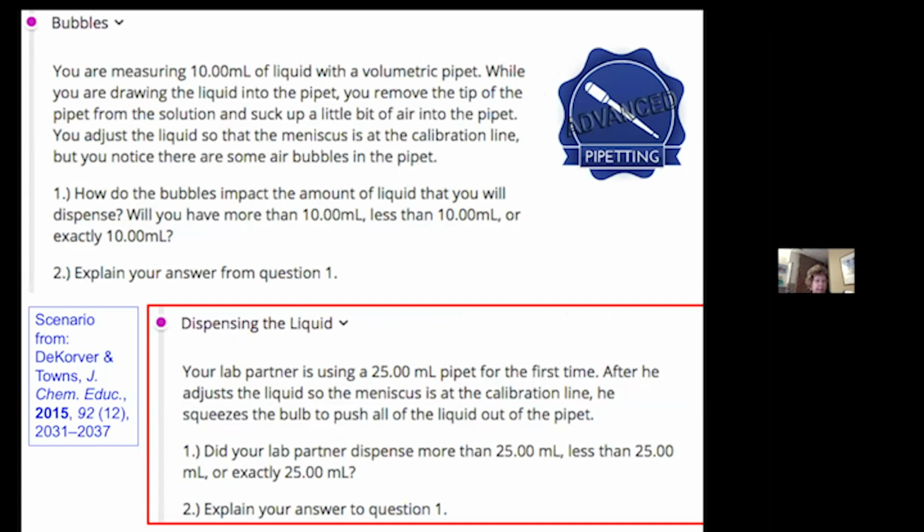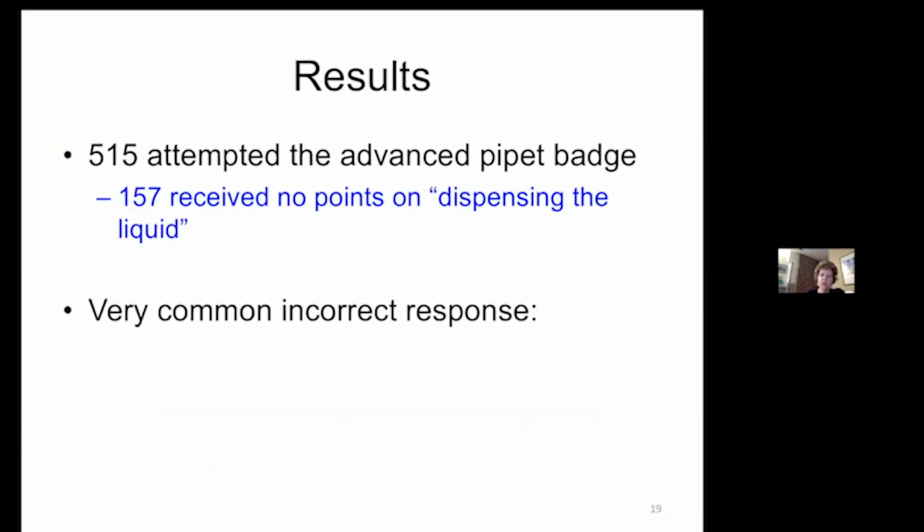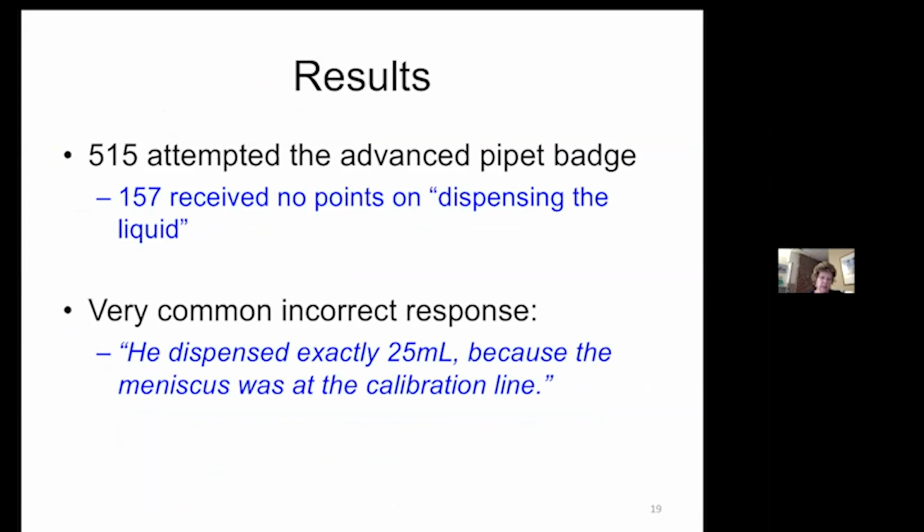Here's one with pipetting. The first one just essentially is, hey, you have bubbles in your pipette. All the students can figure out that, okay, you have less than 10 milliliters. This is not a good thing. You drain out the liquid and you suction it up again. The second one, where your partner's using the pipette and they squeeze the bulb so hard that it pushes all of the liquid out. Boy, we have lots of students tell us the student dispensed exactly 25 milliliters because the meniscus was at the calibration line. That's a very, very common response.